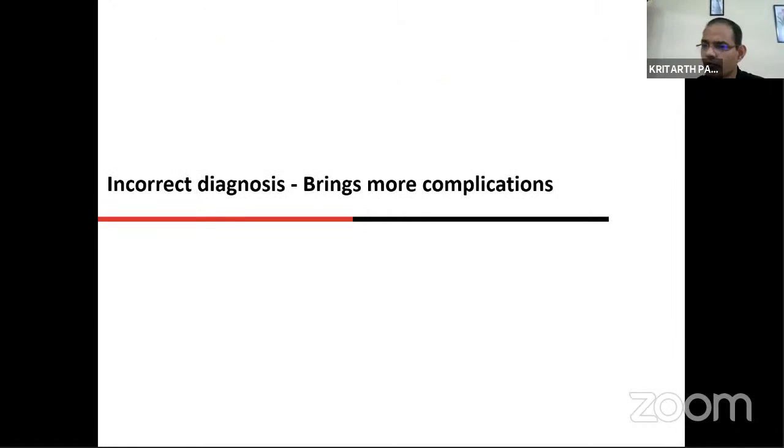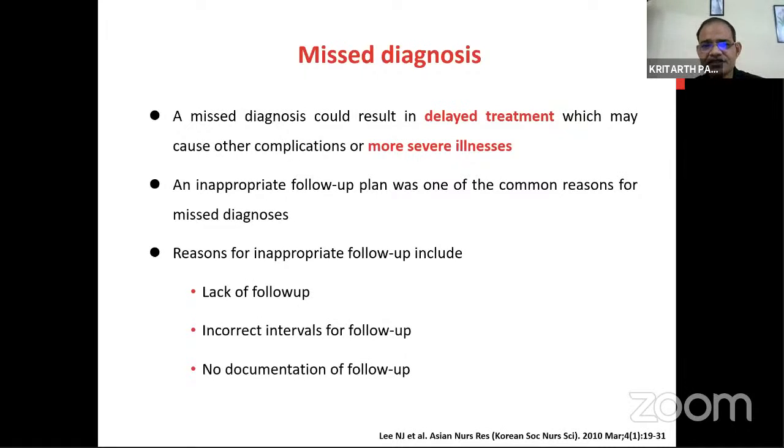Incorrect diagnosis brings more complications. How? A misdiagnosis could result in delayed treatment. This may cause other complications or a more severe illness that may be an irreparable loss. An inappropriate follow-up plan is one of the common reasons for misdiagnosis. Reasons for inappropriate follow-up include lack of follow-up, incorrect interval for follow-up, and no documentation of follow-up. So follow-up guidelines should be proper with the proper time interval, and everything should be noted on a sheet so we can rely upon it, and we can make use of the drugs properly. We add on a drug or decrease a drug, or add a newer drug, or if a drug has a side effect, then add another group of drug.